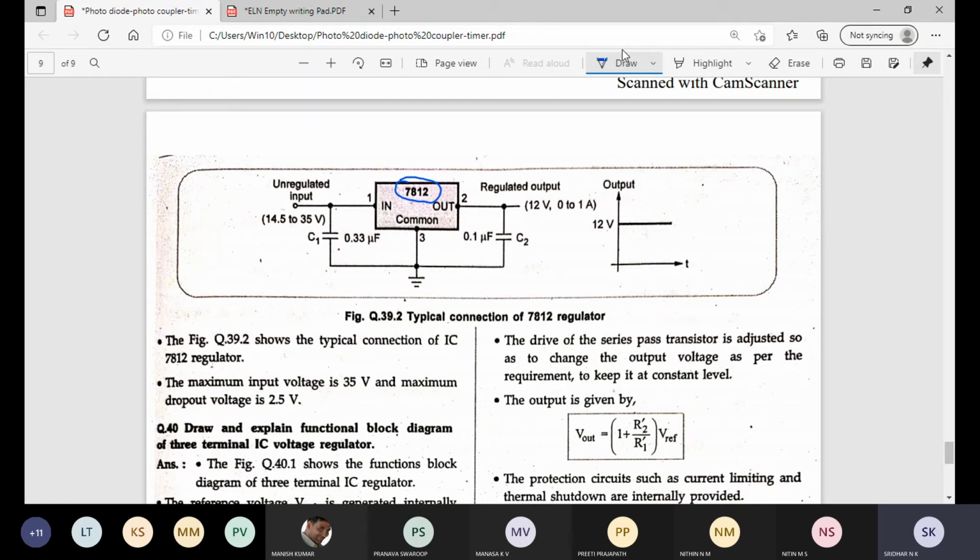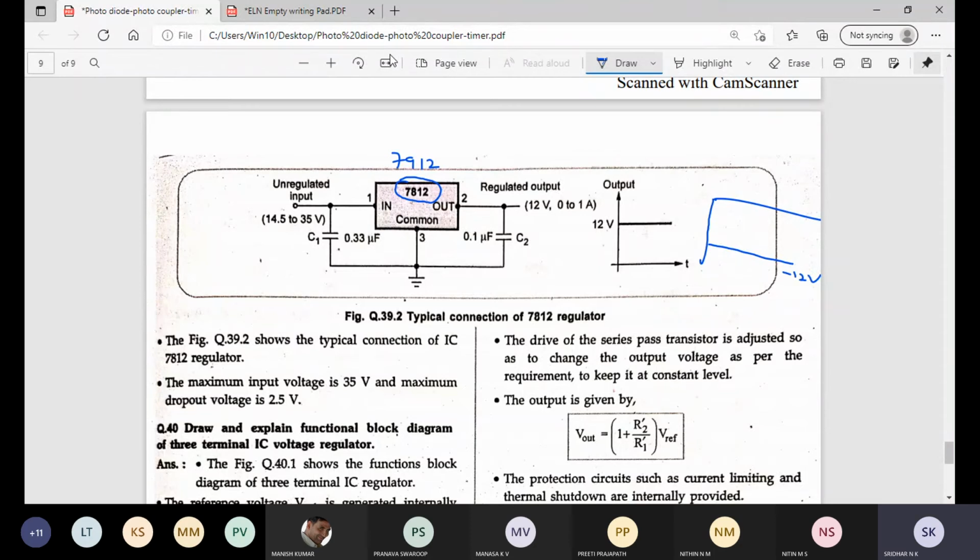Instead of this 7812, if they have used 7912, how does the output look? Negative 12 volts. Yes, negative 12 volts. So this is negative 12 volts. Good. So this is all about IC voltage regulator. Okay.